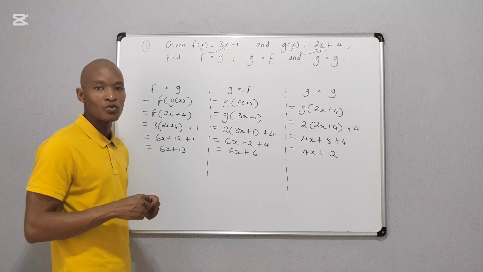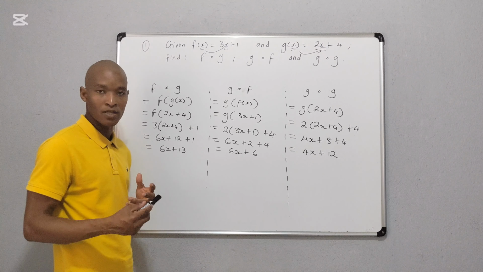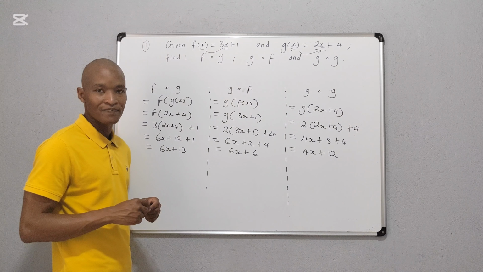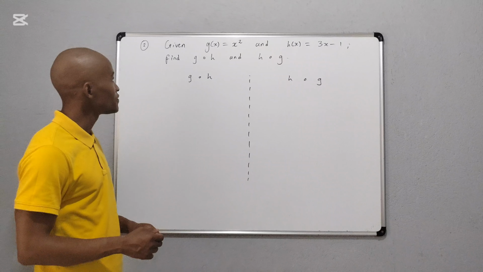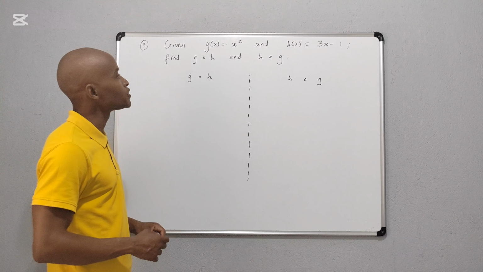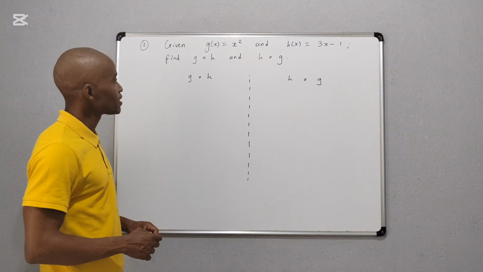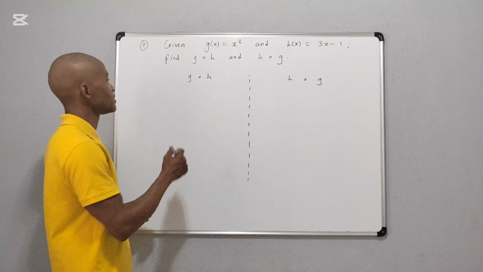Let us now go to quadratic functions. What happens when you compose a quadratic function with a linear function and vice versa? Let's go for it. Right, so here is example 2. Given g of x is equal to x squared and h of x is equal to 3x minus 1, find g composite h and h composite g. So let's do that.